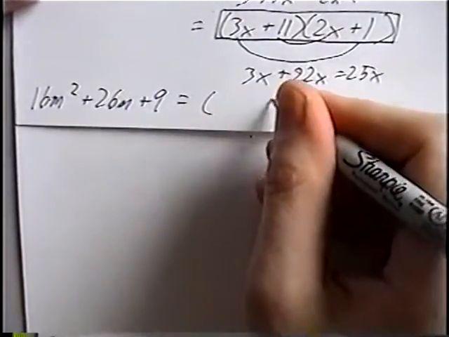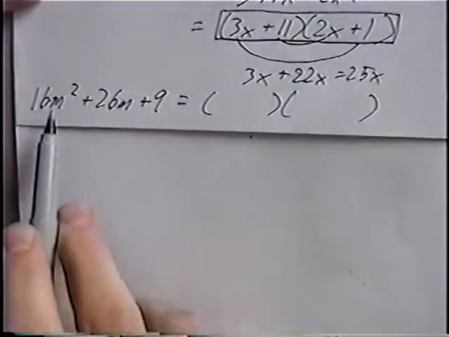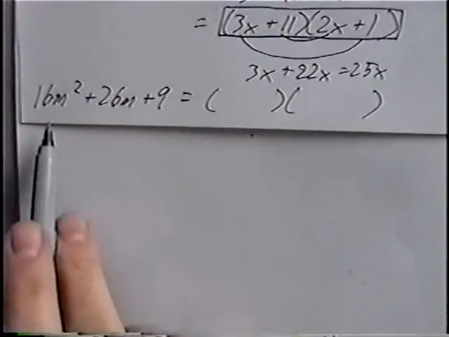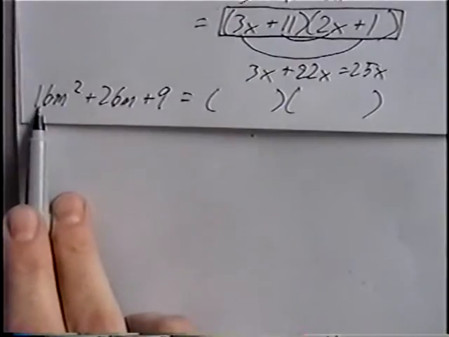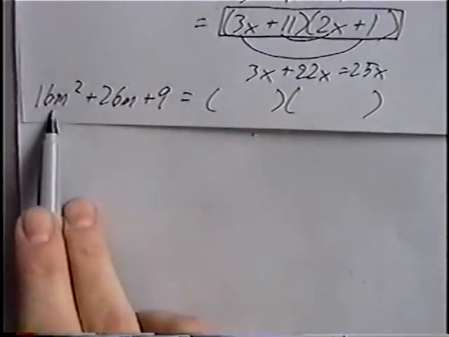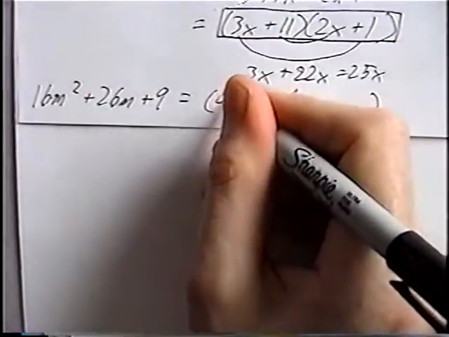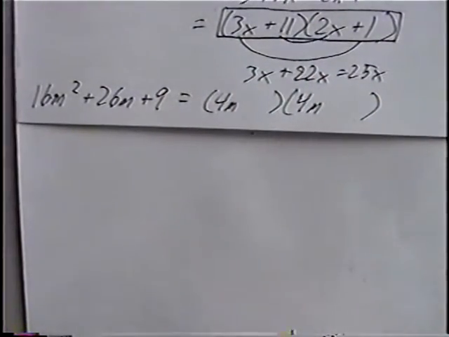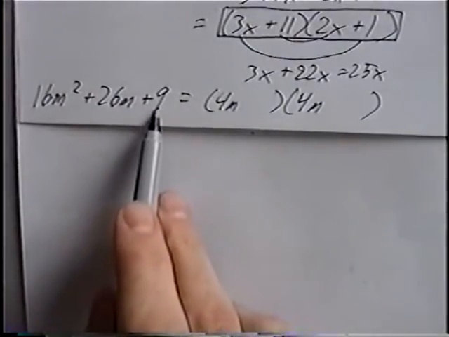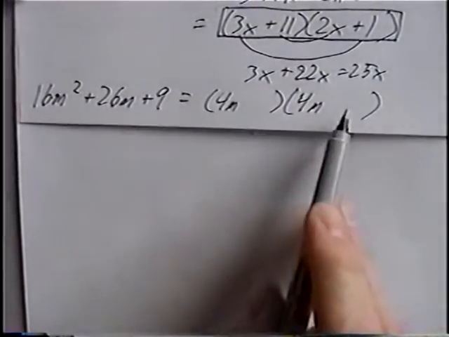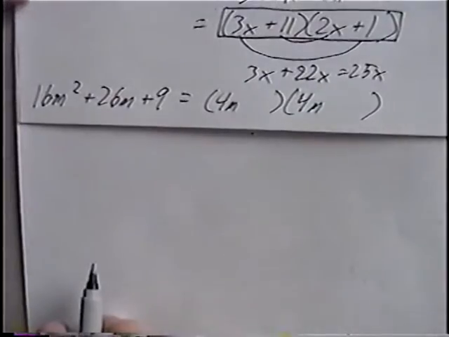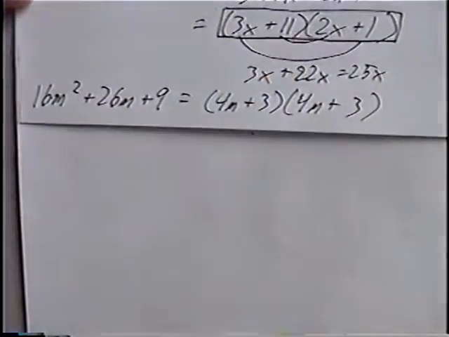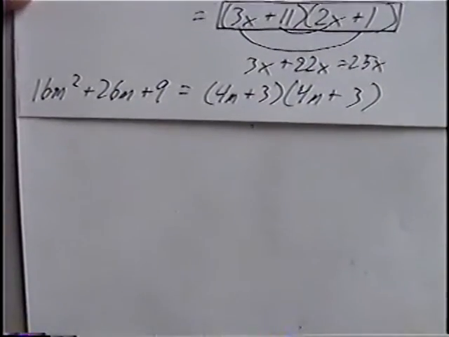Again, we're going to guess two parentheses and check and see if it foils and multiplies out to get these numbers. The first number is 16m squared. So we need two numbers in each of the parentheses that multiply to get 16. We could try 4m and 4m. We also need two numbers that multiply to get 9. You could do 3 and 3. You could do 9 and 1. And again, guess and check. You're just picking two numbers and see if they work.